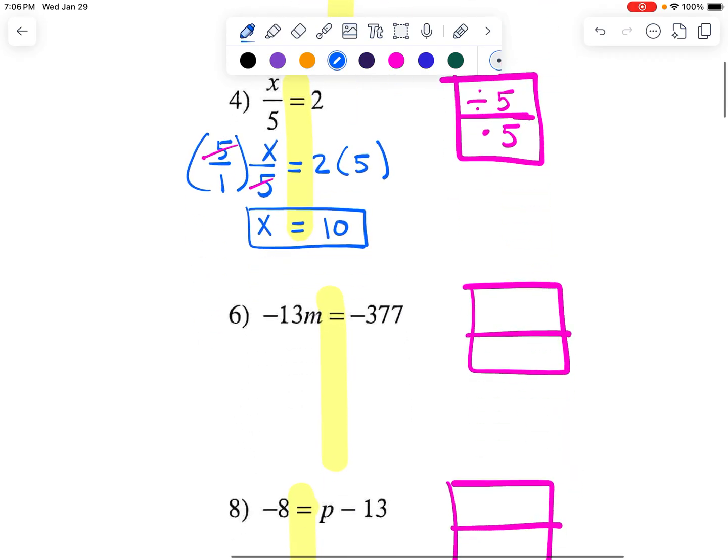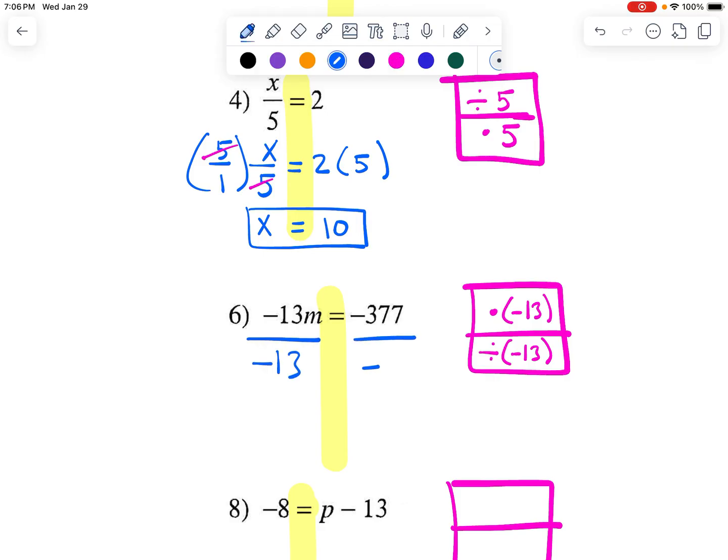All right, number 6. M is being multiplied by negative 13, which means we need to divide by negative 13. So a fraction bar on the left and on the right, negative 13. As you can see, negative 13 divided by negative 13 gives me a positive 1. You get positive 1m. And then 377, oh, we got to do a little side calc over here.